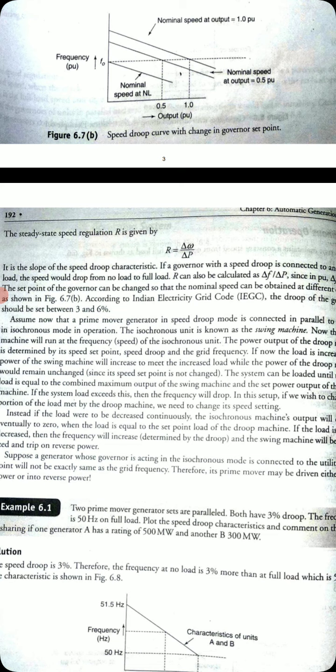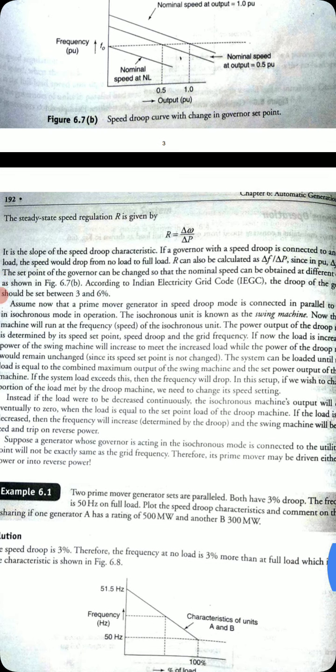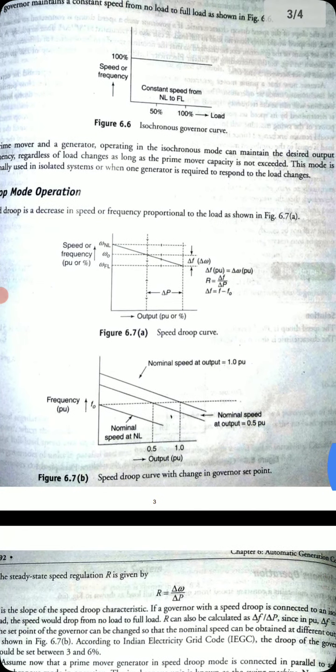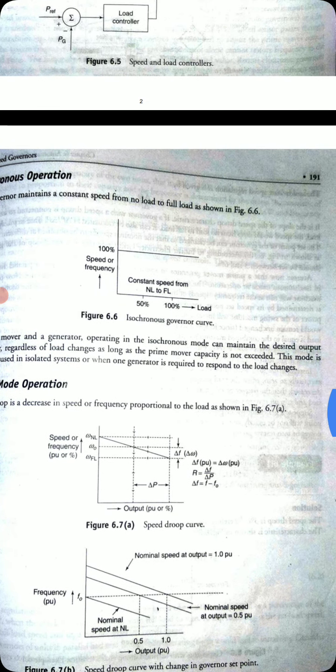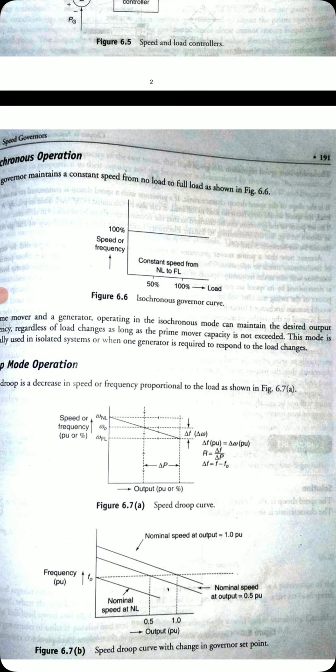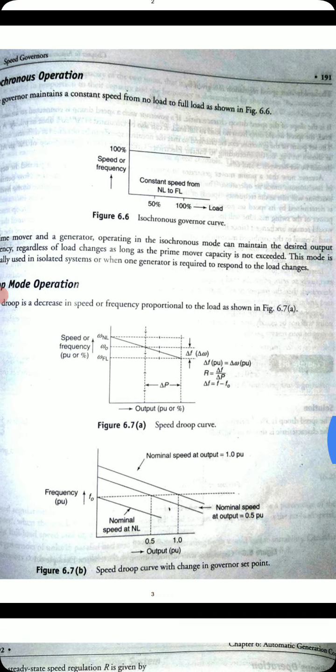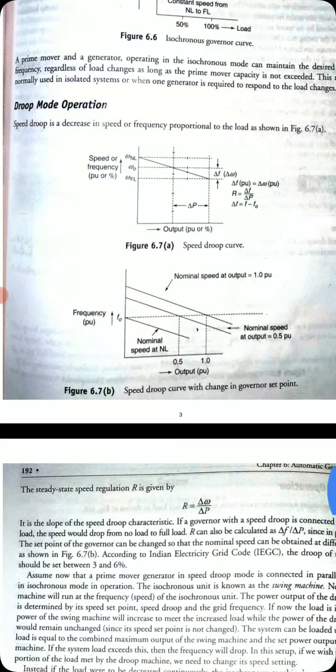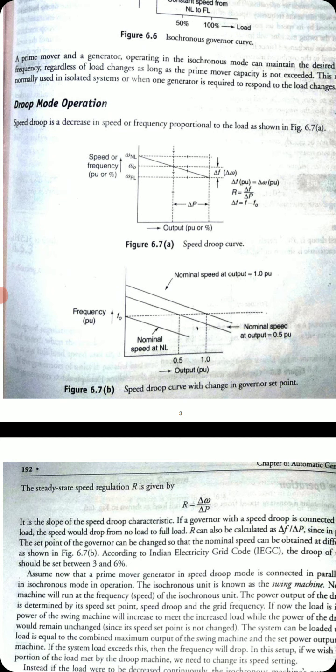So suppose a generator whose governor is acting in isochronous mode is connected to the utility, its set point will not be exactly the same as the grid frequency. Therefore, the prime mover may be driven either to full power or into reverse power. So you can go through these different modes of operation. Anyhow, isochronous operation mode is very simple, and droop mode operation you need to read once again. If you have not understood this one, go through it once again.